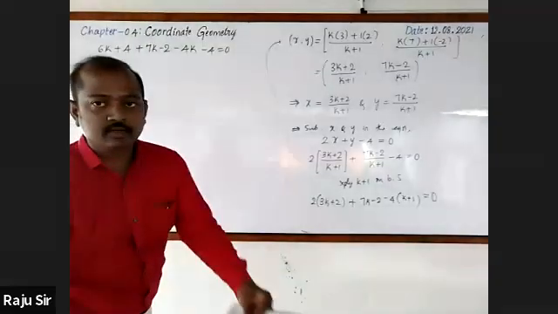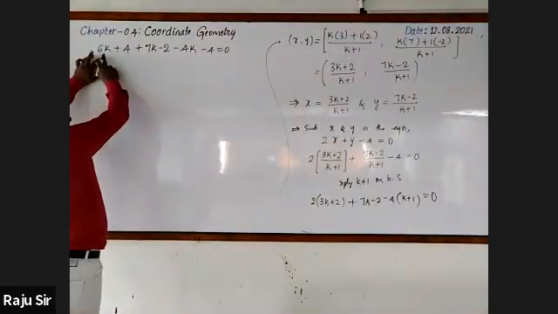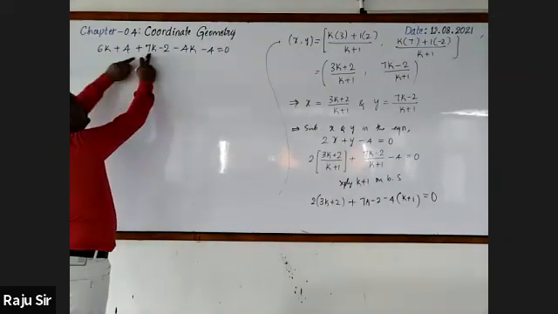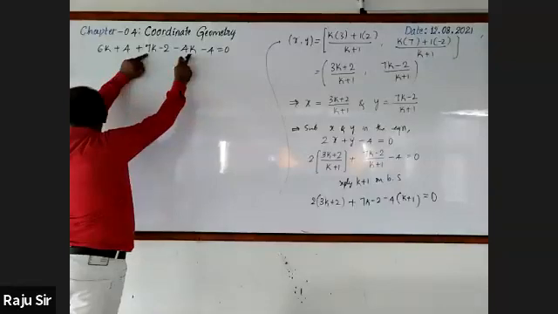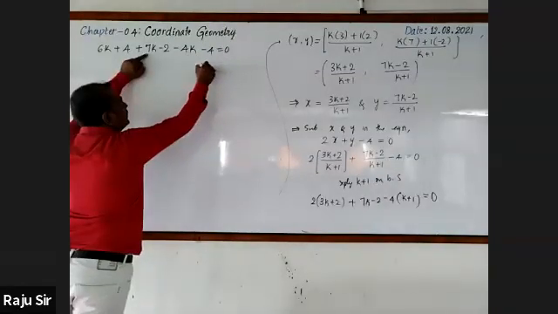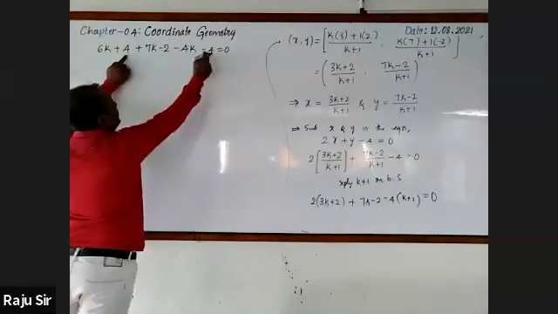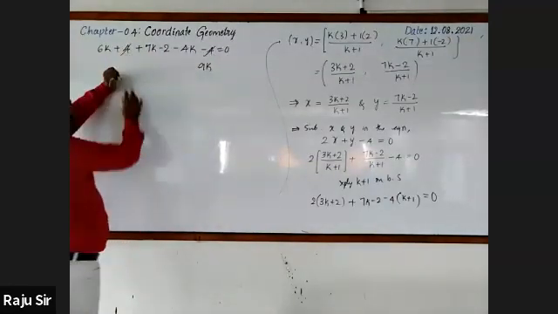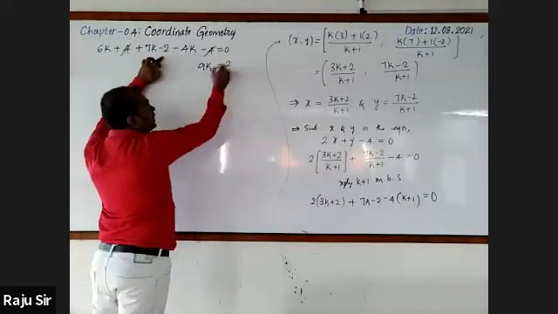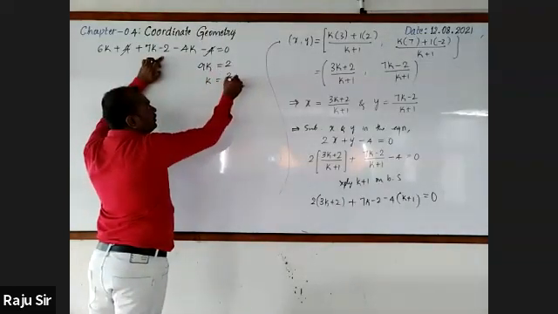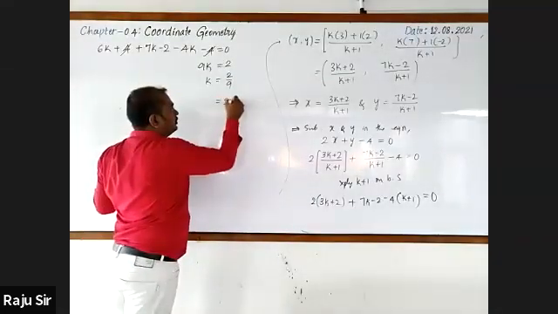2:9, sir. 2 by 9. Here 6k plus 7k is 13k. 13k minus 9k is 4k. 4 minus 4 gets cancelled. Transfer minus 2 to the right hand side, plus 2. k equals 2 by 9, and the ratio will be 2:9.